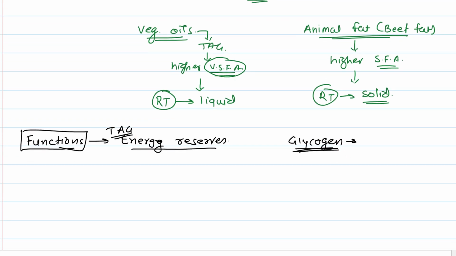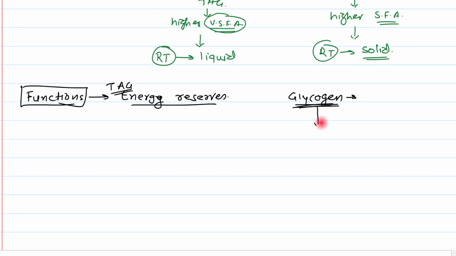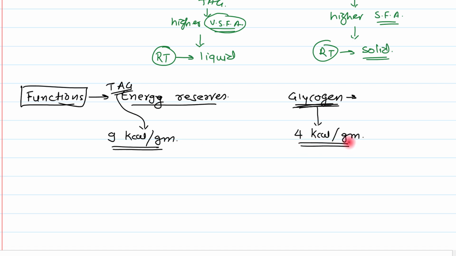If you compare triacylglycerol and glycogen, let's first talk about glycogen. We know that glycogen, being a carbohydrate, gives 4 kilocalorie per gram; this energy can be released. Whereas triacylglycerol, which is lipid in nature, gives rise to 9 kilocalorie per gram of fat. Okay, so this is the main difference. And why does triacylglycerol give more energy than glycogen per gram?